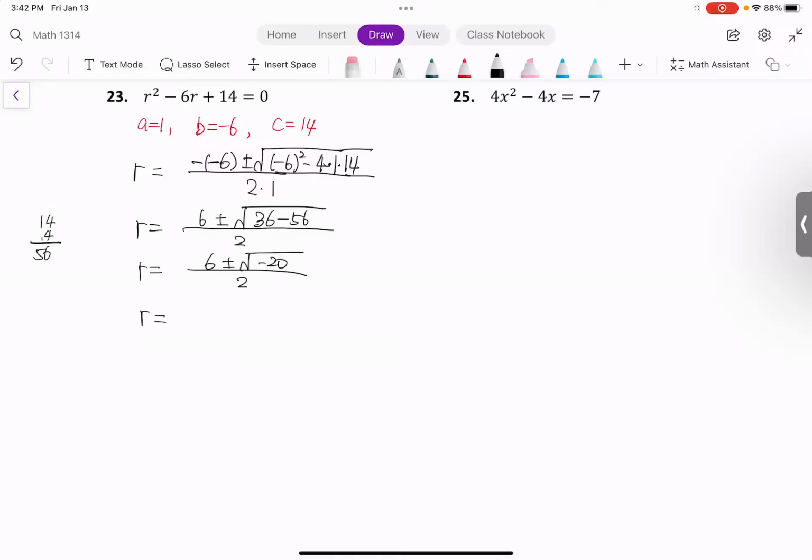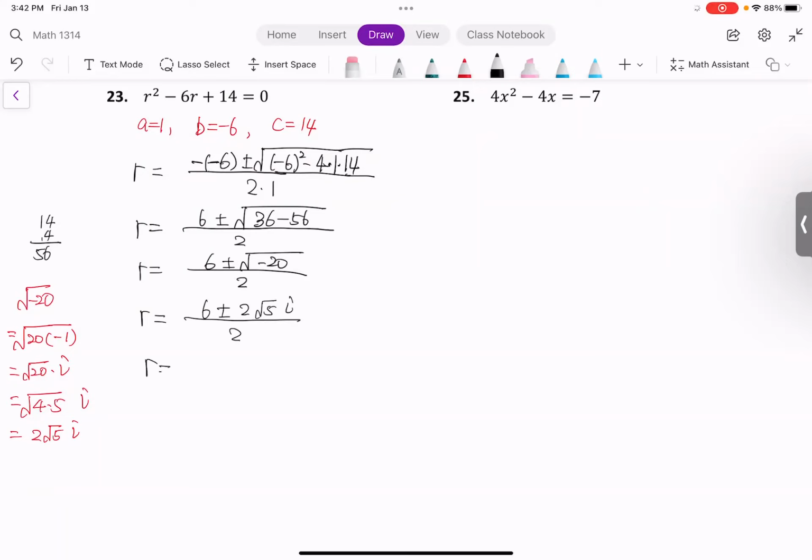So x equals, what is the square root of -20? Let's find the square root of -20 first. We can break down the -20 into 20 and -1. So we have the square root of 20 times i. And 20 equals 4 times 5, so we have 2 square root of 5 i. So we have (6 plus or minus 2 square root of 5 i) over 2.